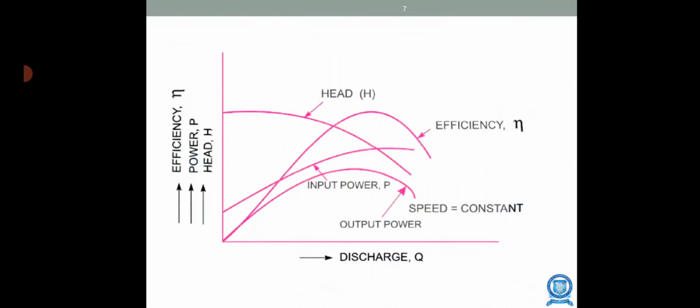Here the speed is kept constant. The output power increases and then again starts decreasing. When the discharge goes on increasing, the output power slightly decreases when the speed is kept constant.